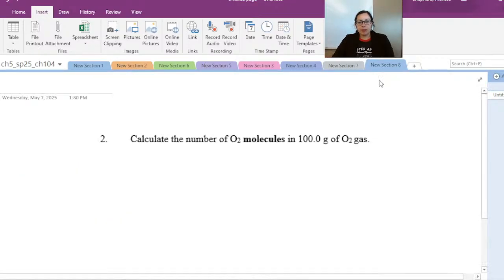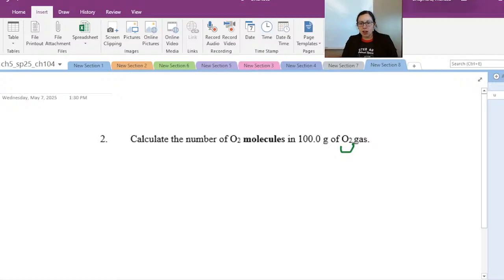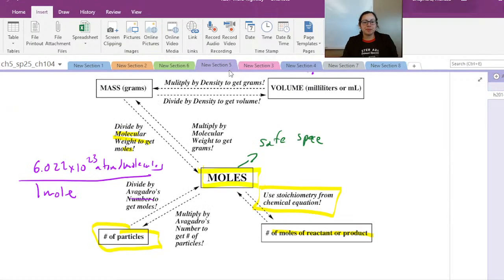And then keep in mind, this is where we're going to do another example to look at the differences. But this one, we are talking about diatomic O2, so we should use O2 in calculating the molecular weight. So I'll give people another minute or so to work it out, and then we'll go over it.